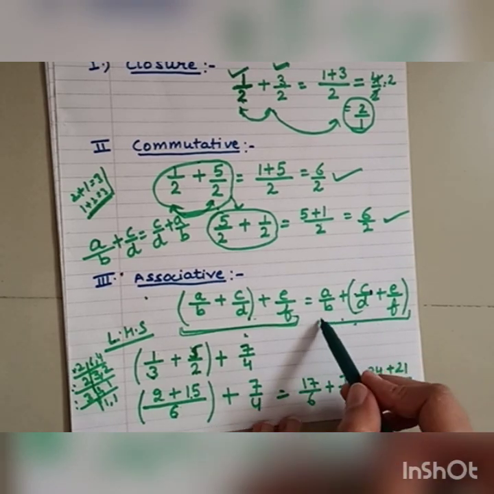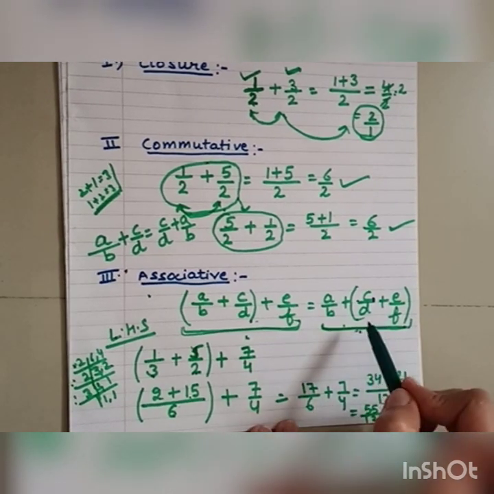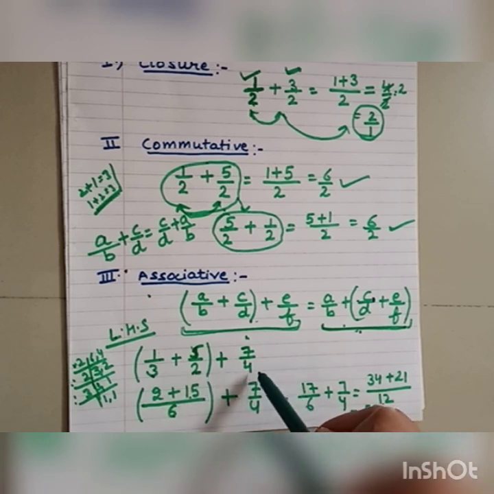Now check by putting these values on the right hand side. What is our answer? Let's check. In this associative property, you observe we take some different values.